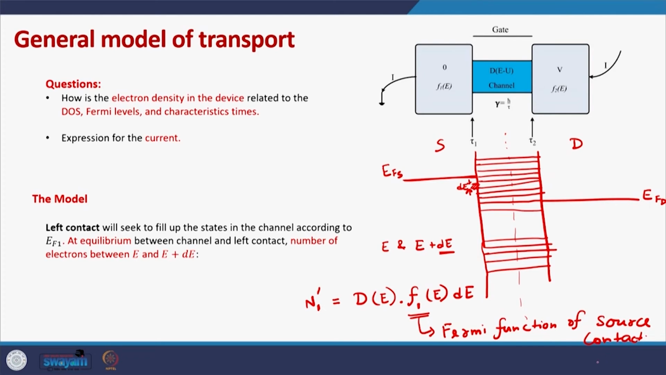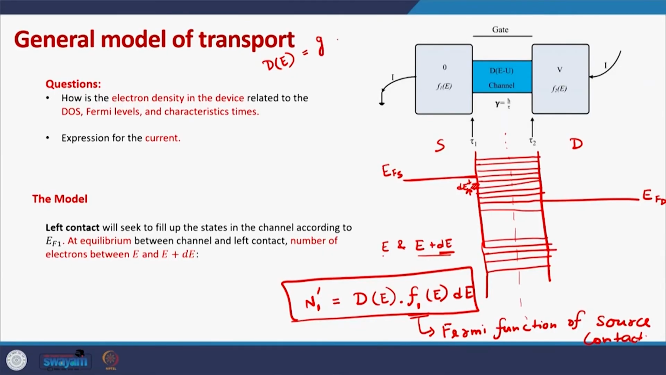So, when we assume that only source is connected to channel, this would be the number of electrons in the energy range E to E plus dE in the channel, and this is governed by the density of states in the channel times the Fermi function of the source times the energy range. And please keep in mind here, since we are trying to calculate the total number of electrons in the channel, this is the density of states that we calculated earlier times volume for 3D channels. It is G(E) for 3D channels, it is G3D into volume.